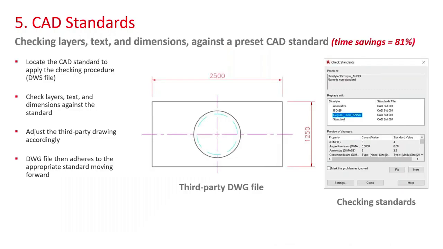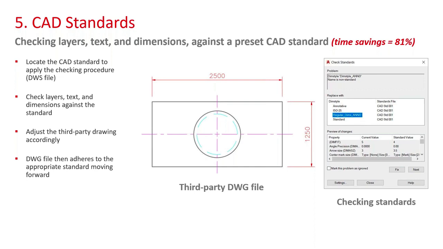Another one that I used a lot, especially when I was a CAD manager, was the CAD standards functionality in full AutoCAD. You get the ability to check layers, text, dimensions, and various other things against what they call a preset CAD standard. That's your DWS file. And again, big time saving here, 81%, because if you didn't have this and you were using AutoCAD LT, this would have to be checked manually. You'd have to go into the DWG file and literally check the properties of all the objects. What the DWS file does in the CAD standards is check all of that for you using that little dialog box you can see there in the slide on the right hand side.